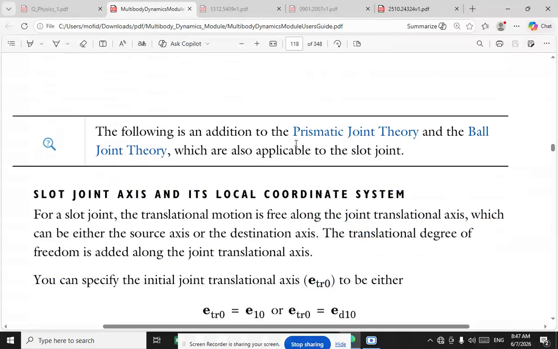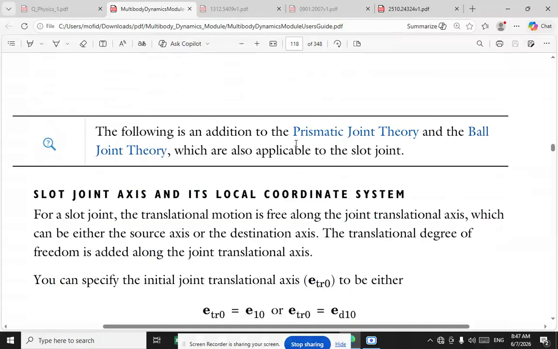The following is an addition to the prismatic joint theory and the ball joint theory, which are also applicable to the slot joint. Slot joint axis and its local coordinate system. For a slot joint, the translation motion is free along the joint translational axis, which can be either the source axis or the destination axis. A translational degree of freedom is added along the joint translational axis.